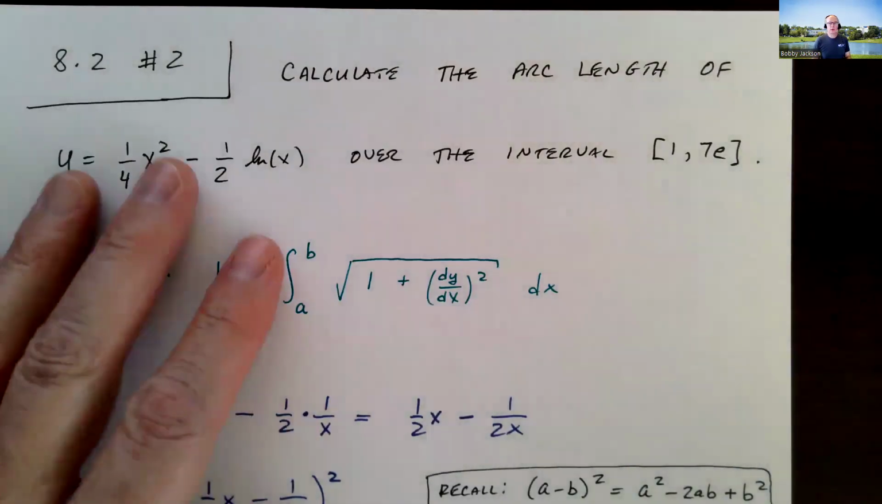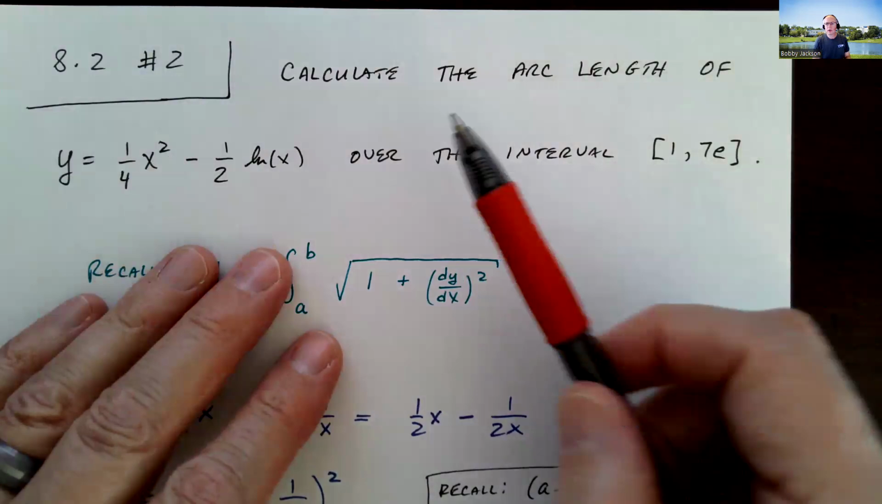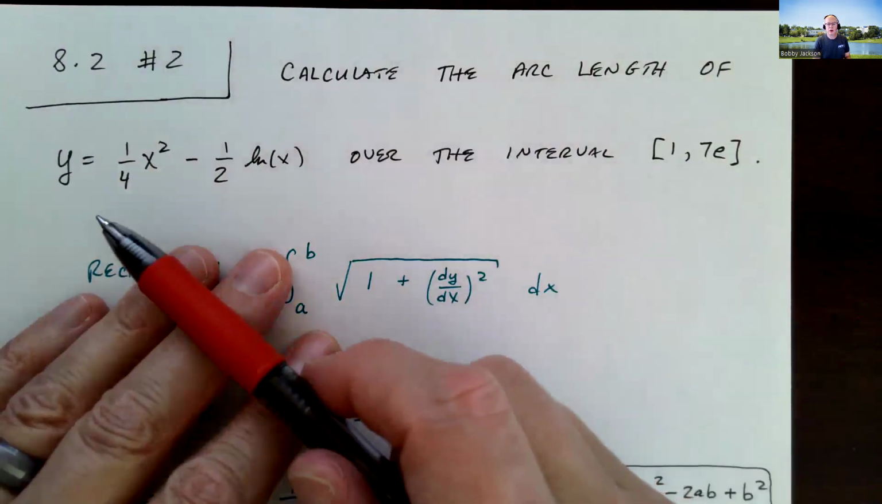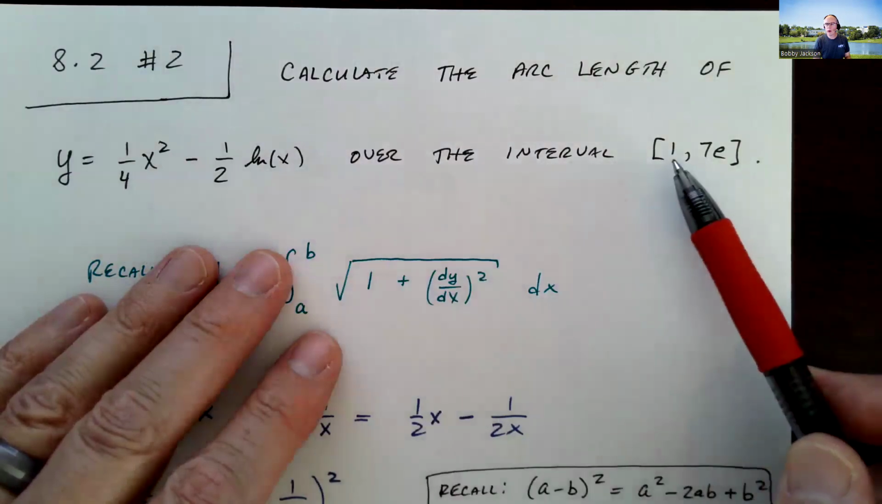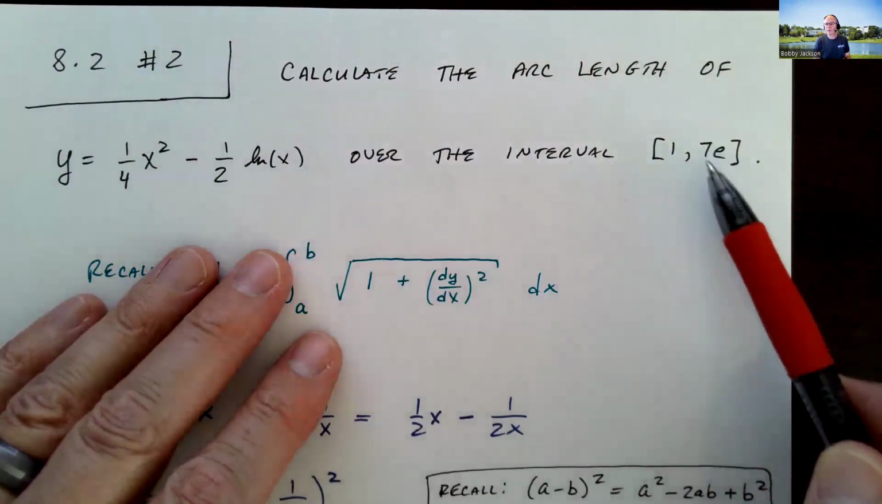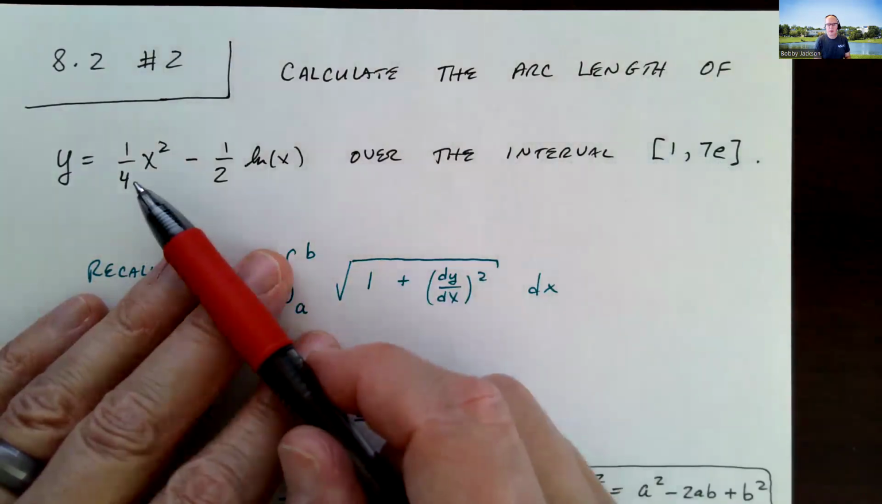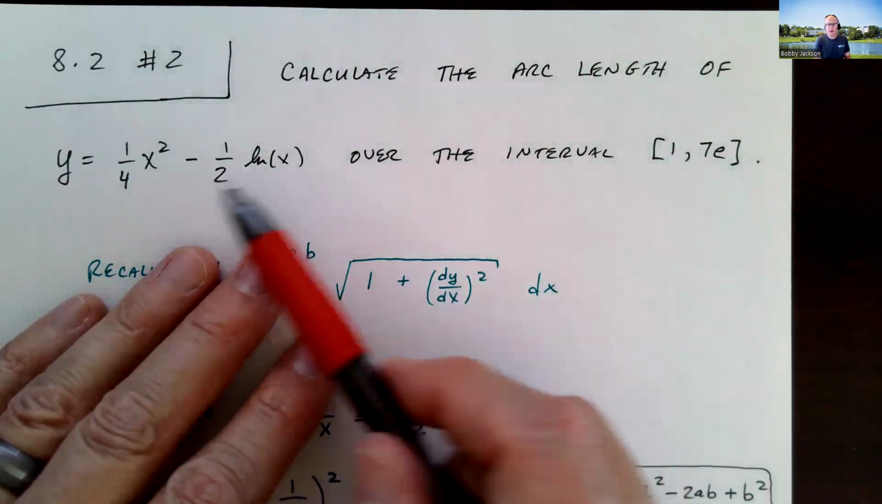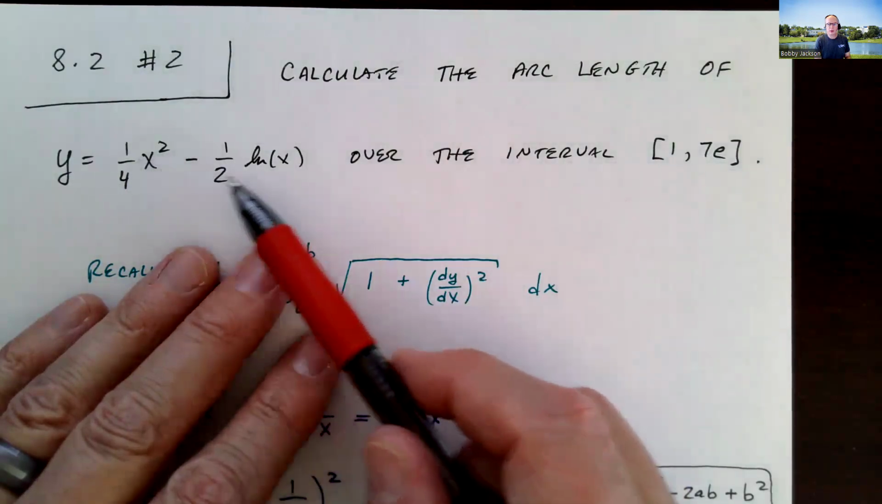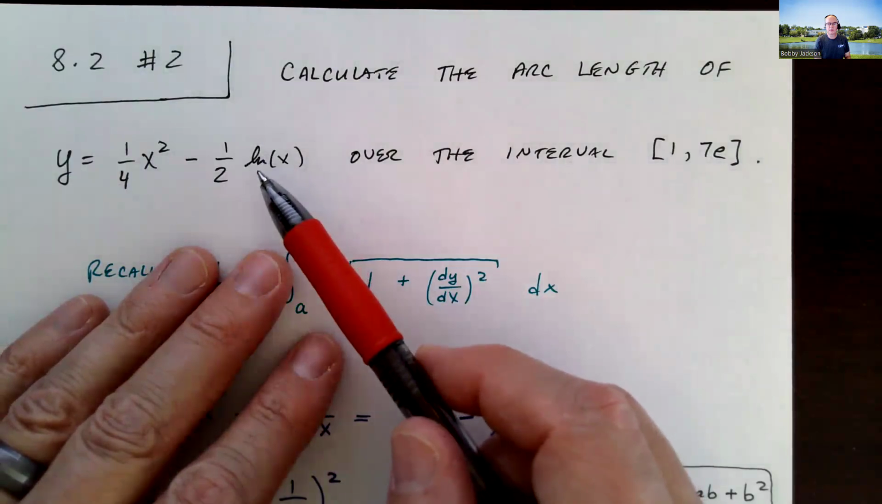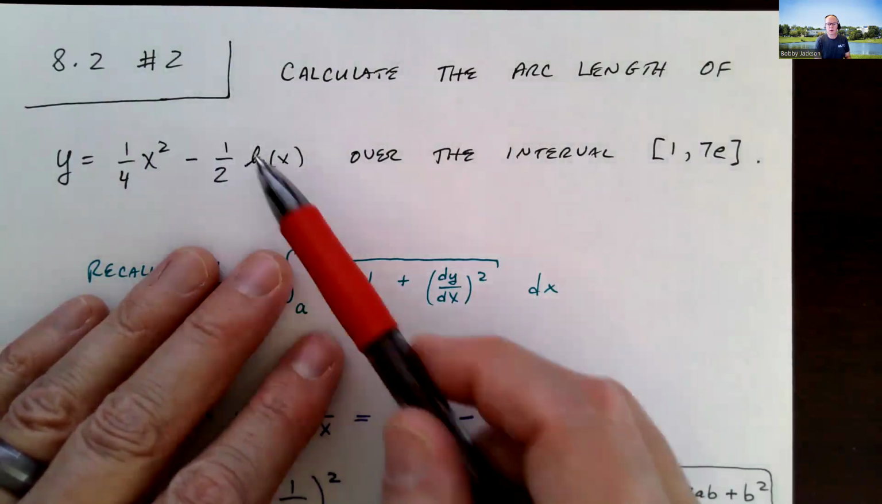Okay, let's take a look at number 2 in section 8.2. We're going to calculate the arc length of this function, this curve, over the interval from 1 to 7e. Interesting range of values there. Fairly complicated looking function. It's got a quadratic polynomial term and a logarithmic function. So what's going on here?